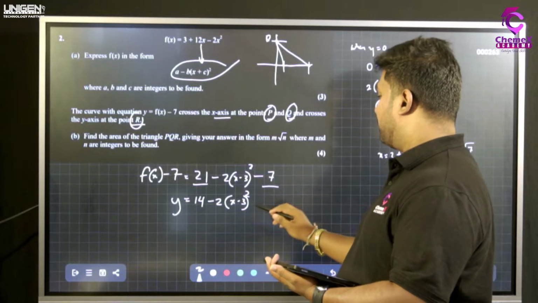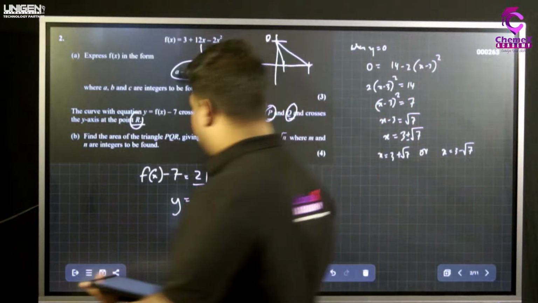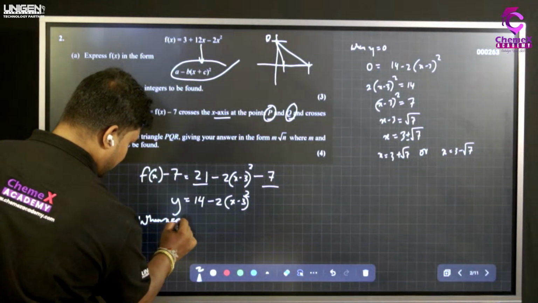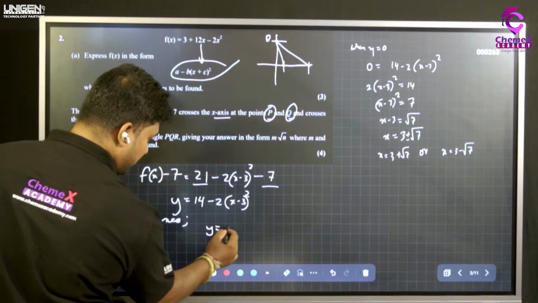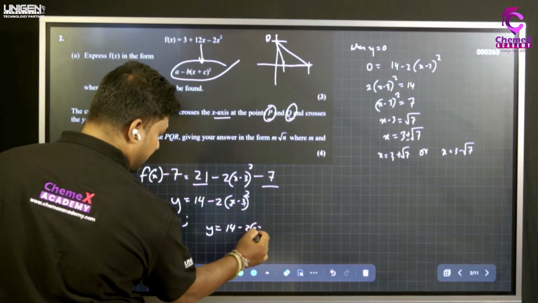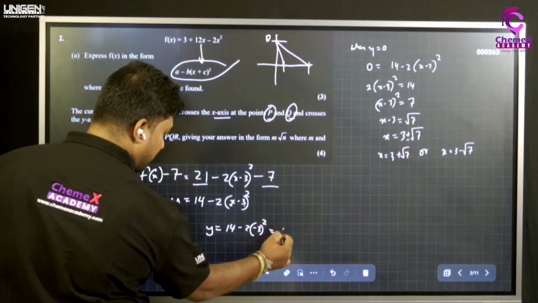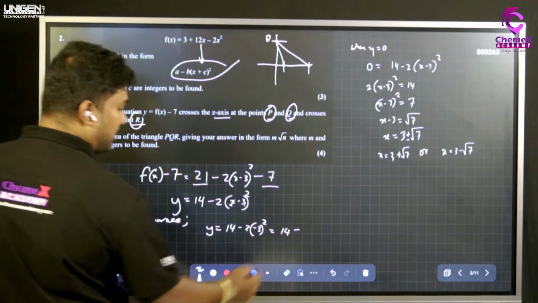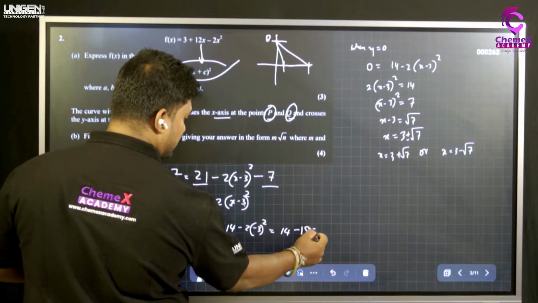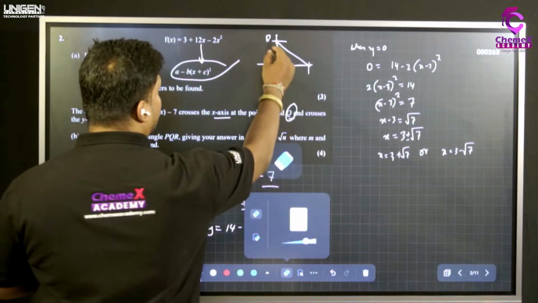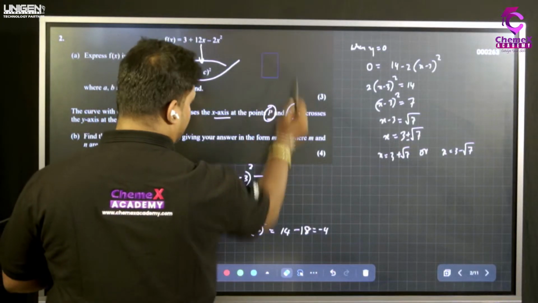So how do you find where it crosses the y-axis? When x is 0. So when x is 0, what is the answer? y equals 14 minus 2 bracket 0 minus 3, which is minus 3, right? So this is going to be 14 minus 2 times 9, minus 18. So minus 4. So this graph I just sketched it. So it goes from where?